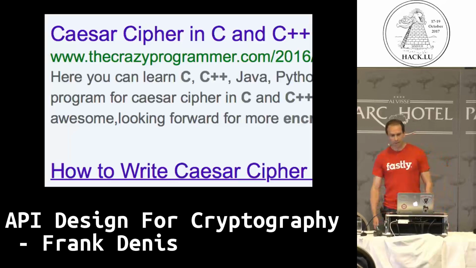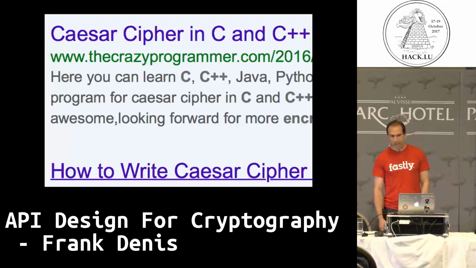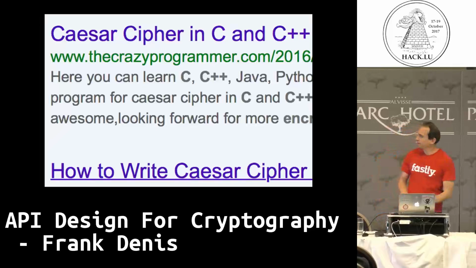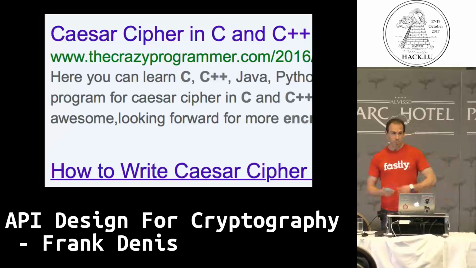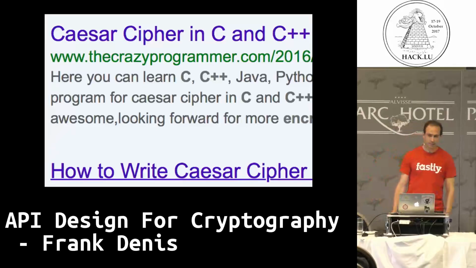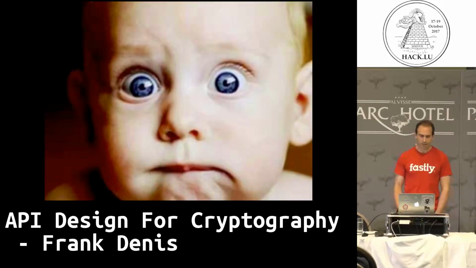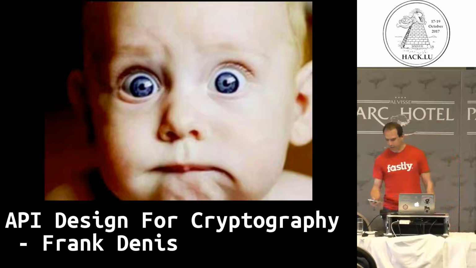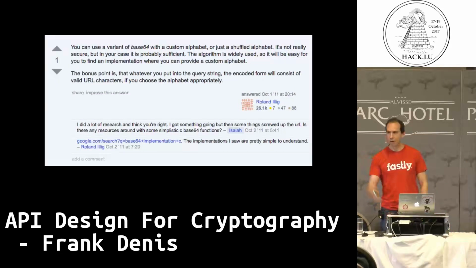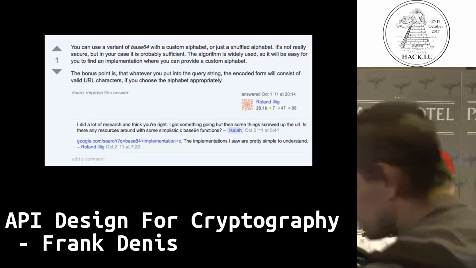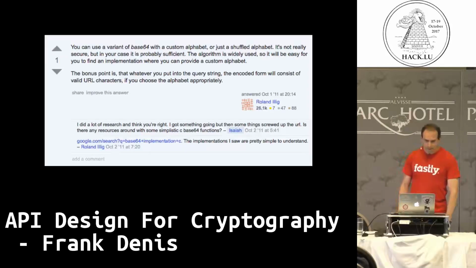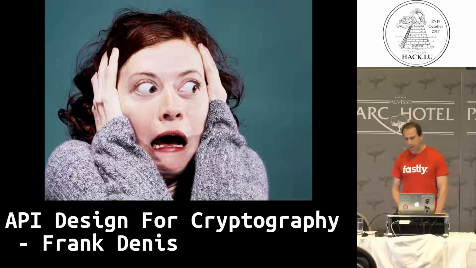The Caesar cipher and the Vigenère cipher. Well, these are pretty interesting ciphers. I mean, with a pen and paper, they are pretty interesting, but they don't provide any kind of security whatsoever, which is pretty sad. All right, let's keep reading. What do we have on the first page as well? Oh, Stack Overflow. That has to be good. You can use a variant of base64 with a custom alphabet. All right.